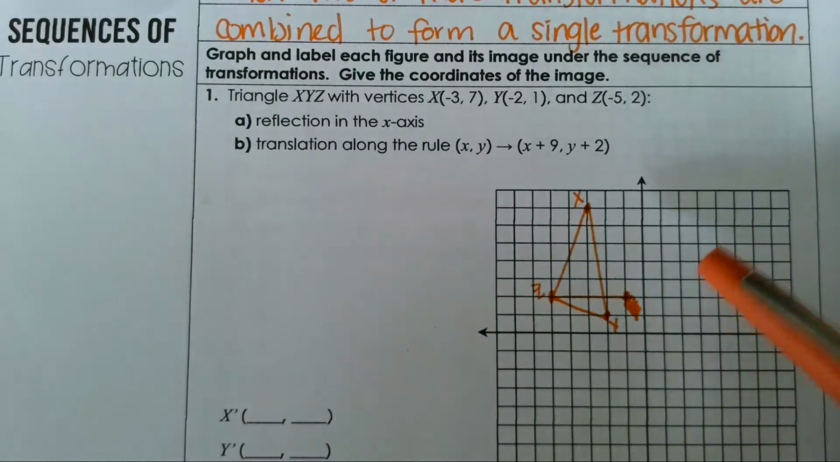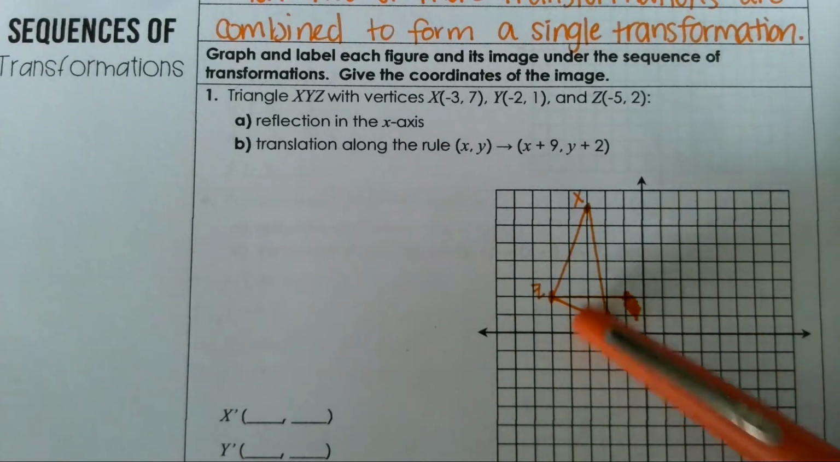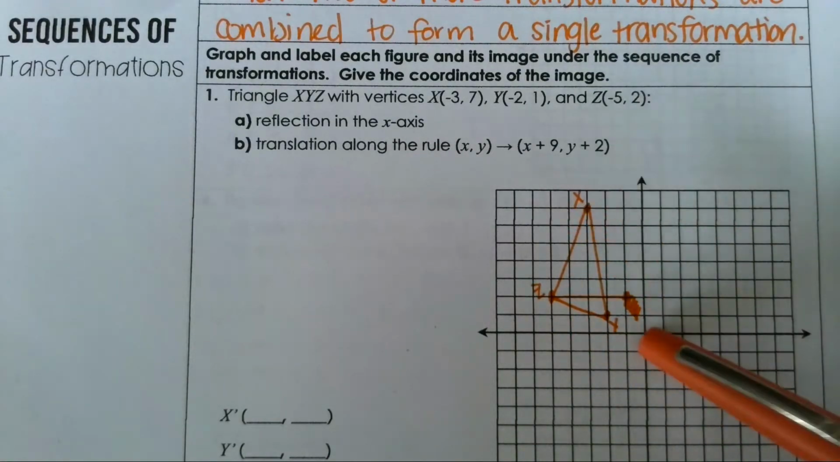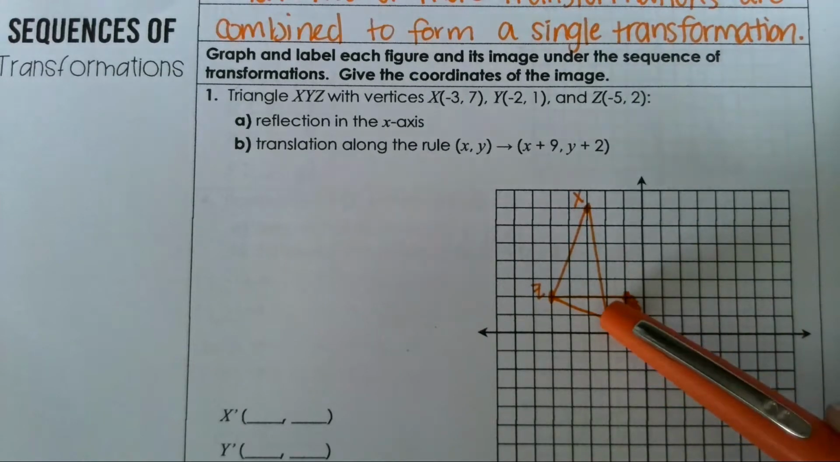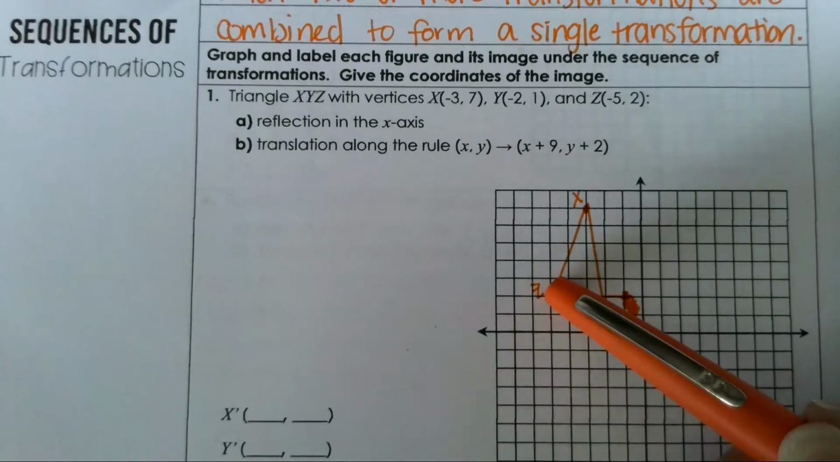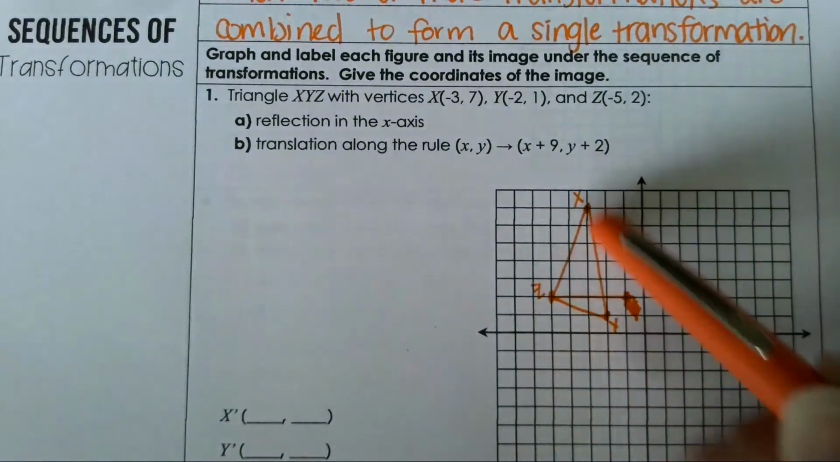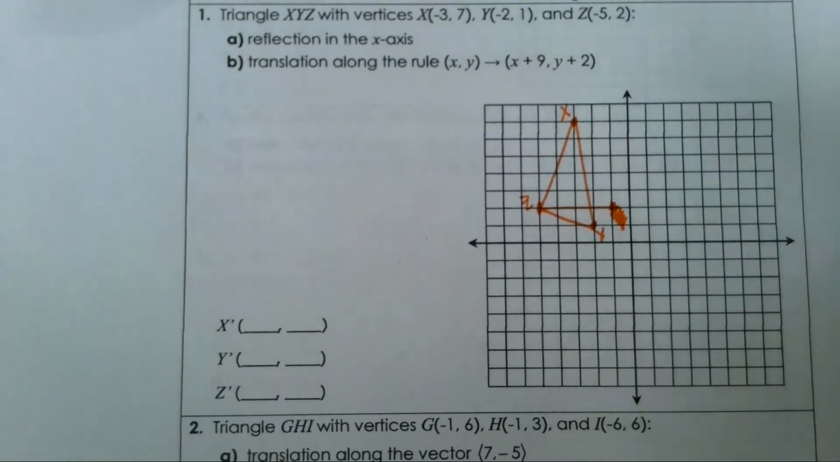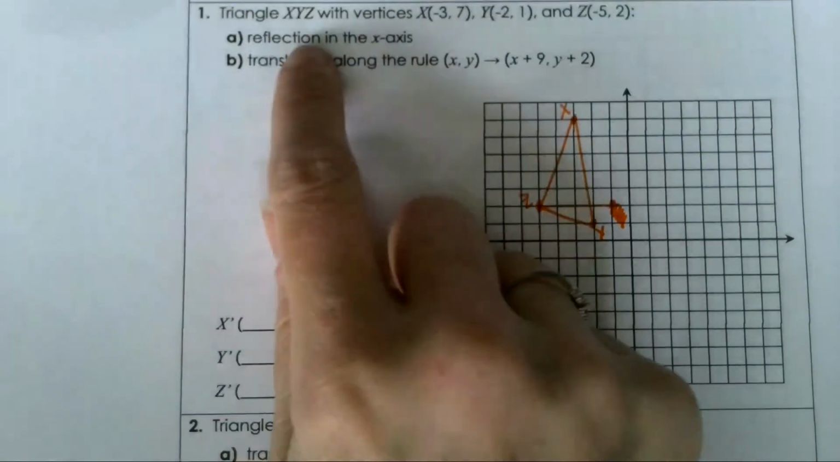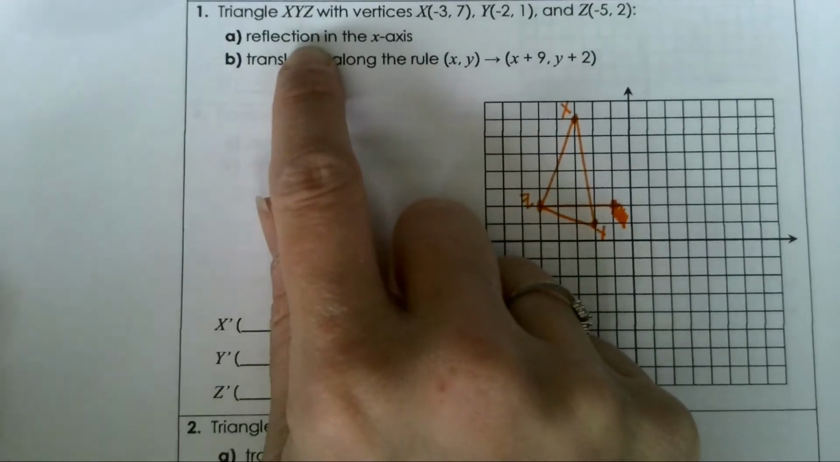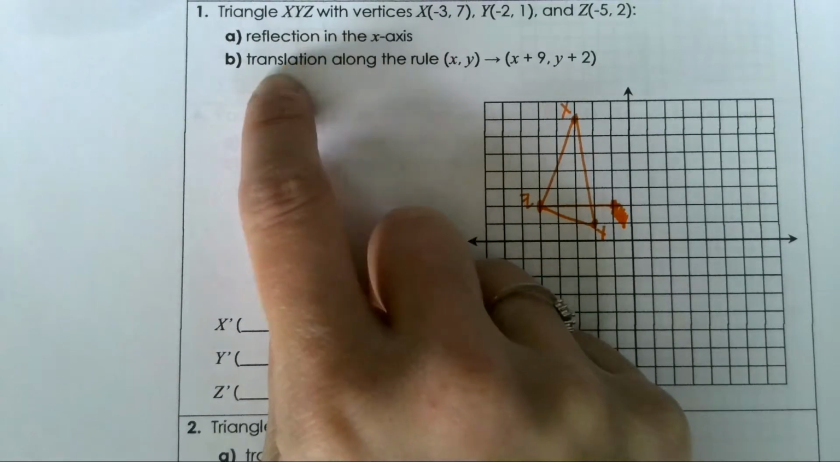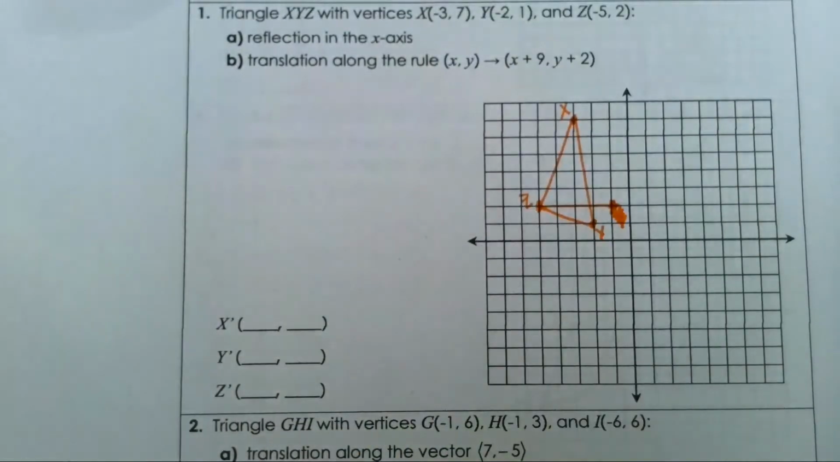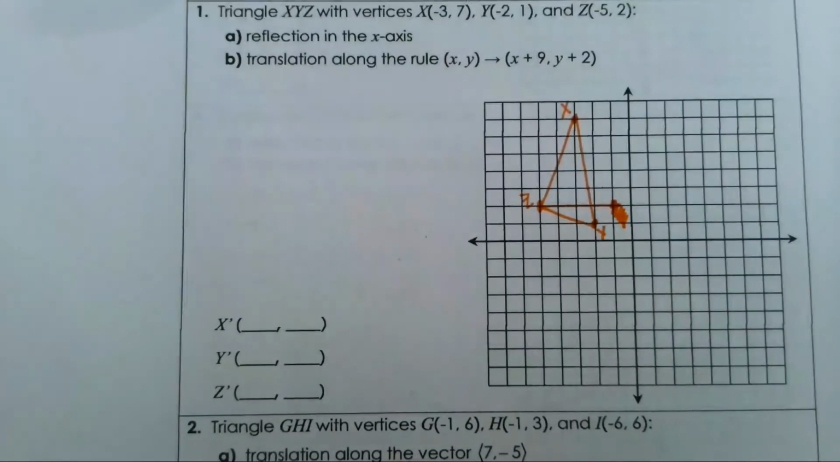So we had X at -3, 7. We had Y at -2, 1. And then we had Z at -5, 2. So we've got this triangle here. We are performing two separate transformations on these. So we're going to do one and then the other. So we need to be doing a reflection in the x-axis and a translation. I'm going to do the reflection first.